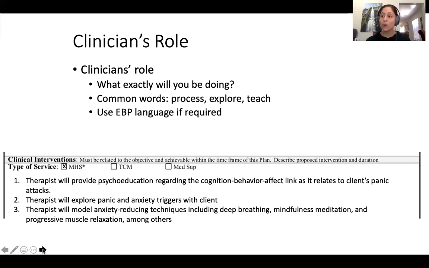Okay. Common words to use here are process, explore, teach, and so on. If you're required to use a specific evidence-based program, such as Managing and Adapting Practice, you will need to use that EVP language in this section, but your agency will teach you about that, and you'll get training on what those interventions might look like. So for our panic attack goal, 3 interventions are listed here. Therapists will provide psychoeducation regarding the cognition behavior affect link as it relates to clients' panic attacks. Therapists will explore panic and anxiety triggers with clients, and therapists will model anxiety reducing techniques, including deep breathing, mindfulness meditation, progressive muscle relaxation, among others. You would not write something like, therapists will provide therapy. No, that's obvious and not helpful.